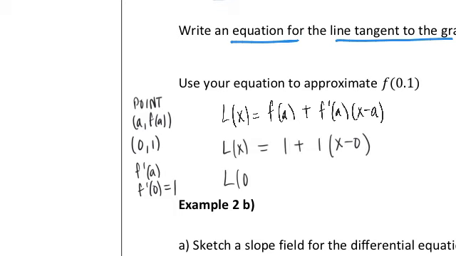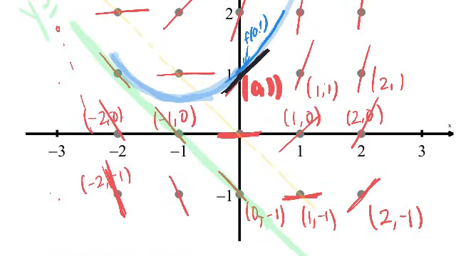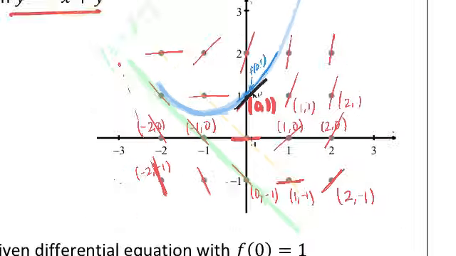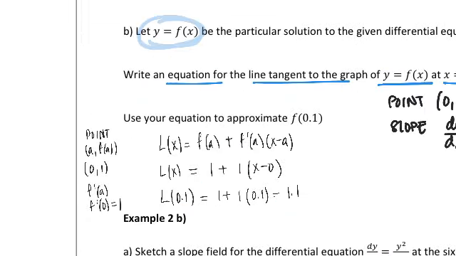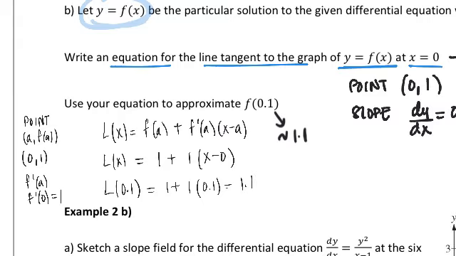And then if I want to do L of 0.1, it's 1 plus 1 times 0.1, which is 1.1. So we're saying that this y value on the blue graph, f of 0.1, is roughly equal to 1.1, which is the y value at 0.1 on the black tangent line. So we can end by saying f of 0.1 is approximately equal to 1.1.